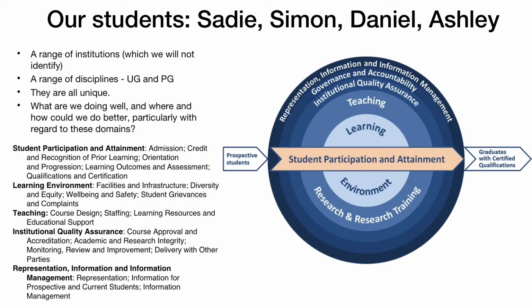So here we have our students: Sadie, Simon, Daniel, Ashley. We won't identify, because you've forgotten already, where anyone ever came from or where they've had their experience. We have a range of disciplines. They're all unique, just like you and me. So we're asking them to tell us today, and we want you to interact. We want your questions. We want your comments. Let's have a chance to talk. Where are we doing okay? Where do we have to try harder?